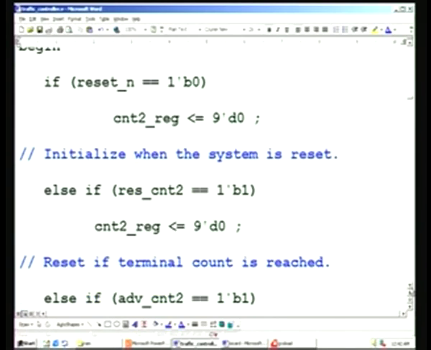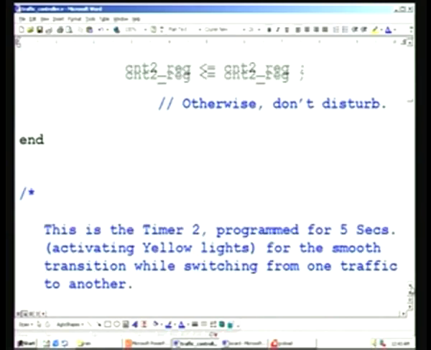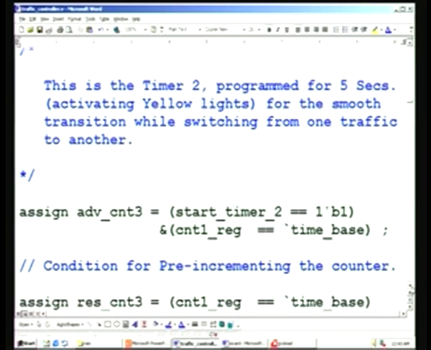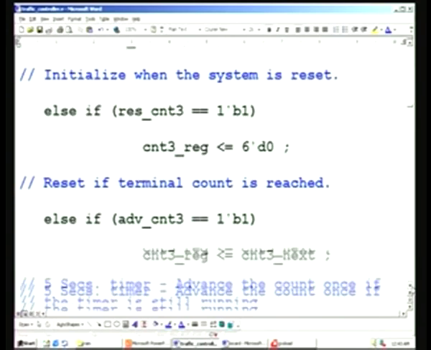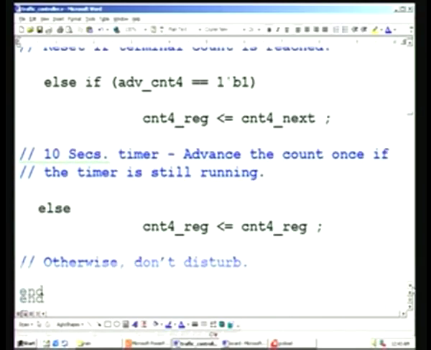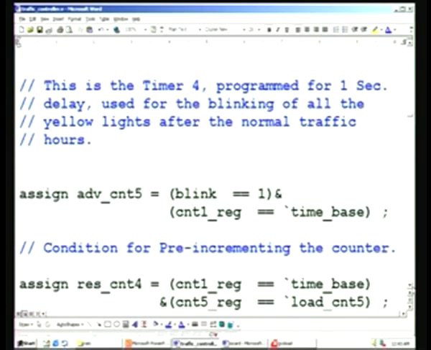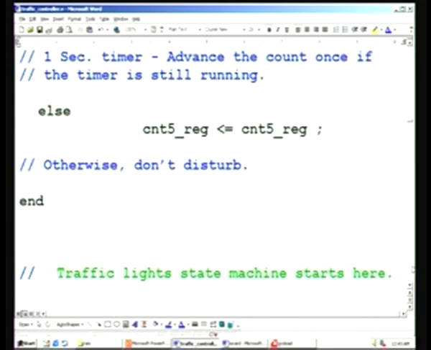I am not going to describe the code, and these are all exactly the same thing, only the difference I am pointing out. For example, 45 seconds it was, and the comment is now for 15 seconds. This is the timer 2 catering to yellow lights, 5 seconds. Again, there is no change here. This is for 5 seconds. This is for 10 seconds here, and this is for 1 second for blinking, and so this is continuing with the same thing. Different counters are running, which we have already seen.